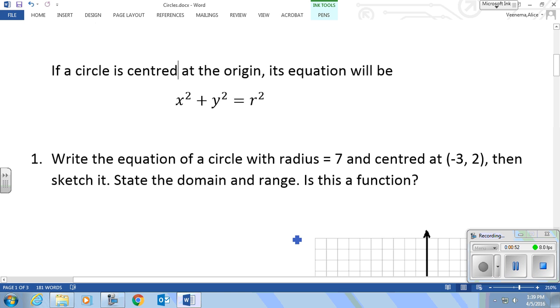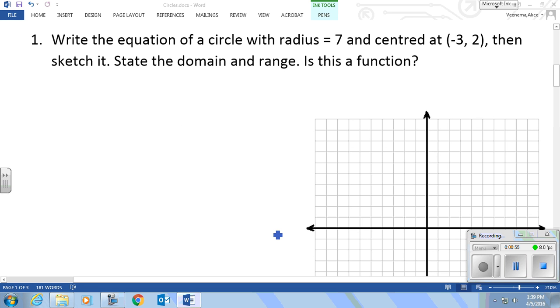Okay, so let's look at a question. Write the equation of a circle with radius equals 7 and centered at (negative 3, 2), then sketch it and state the domain and the range. And then answer the question, is this a function? So we'll just use the standard form.